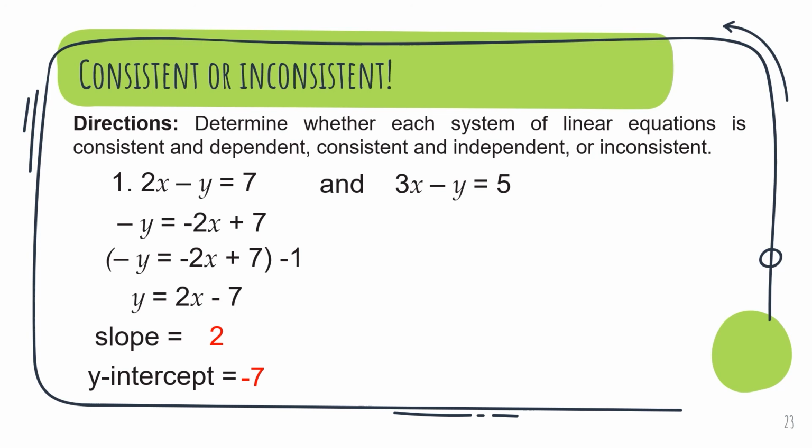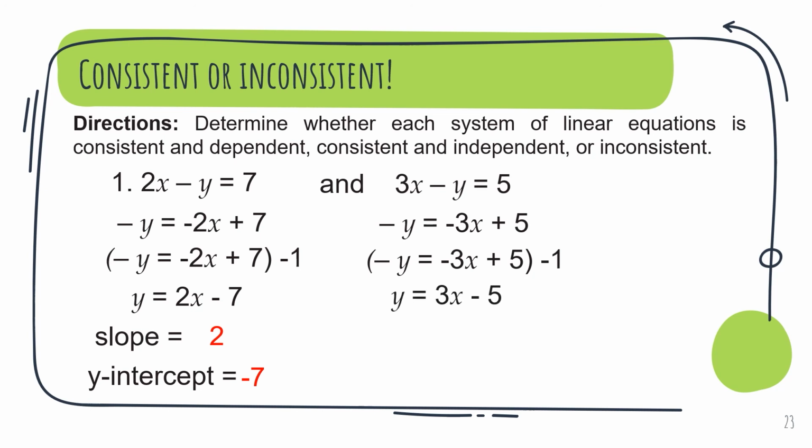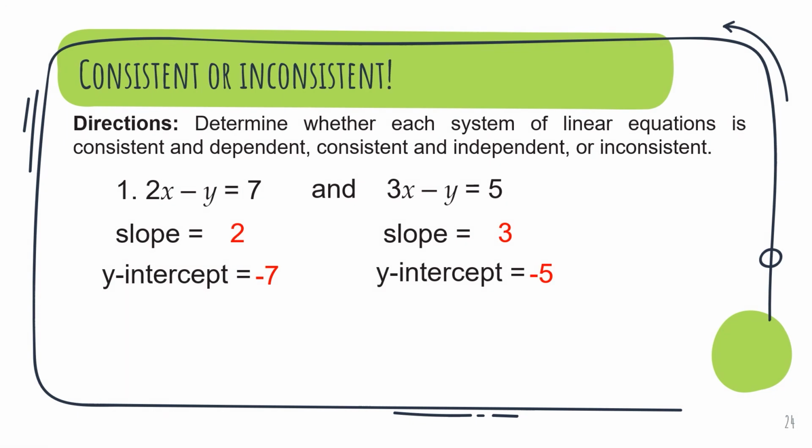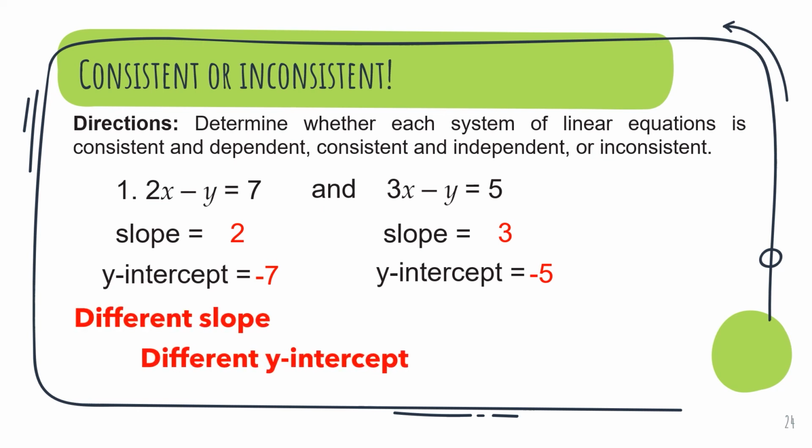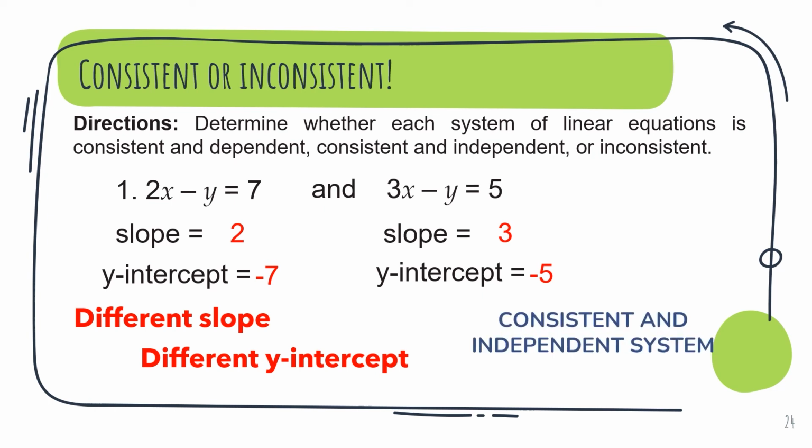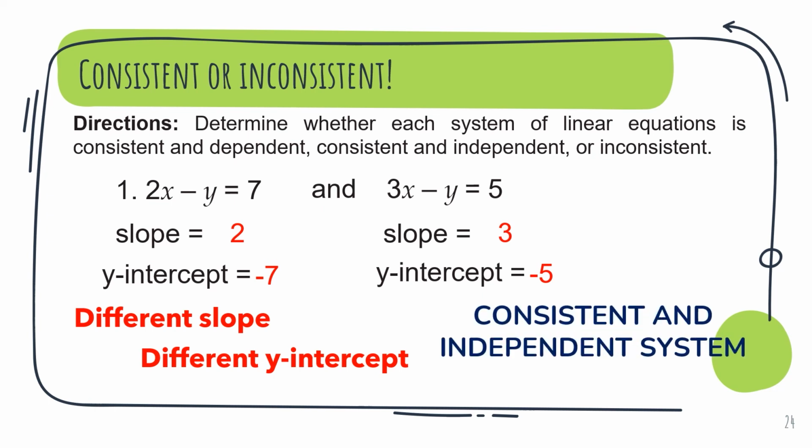And for 3x minus y is equal to 5, we have negative y is equal to negative 3x plus 5. Again, we need to multiply negative 1 to both sides of the equation. So y now is equal to 3x minus 5. The slope is positive 3 and the y-intercept is negative 5. Analyzing the slope and the y-intercept, we have different slope and different y-intercept, and that is a consistent and independent system.